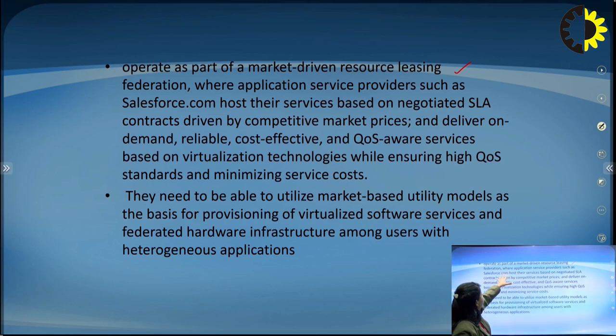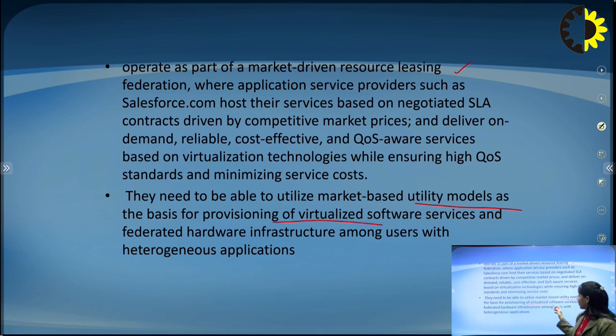For example, SourceForge.com hosts their services based on negotiated SLA. So there will be a requirement of a common SLA, so that the customer is aware that a policy should be there and the customer has to attain that. They need to be able to utilize a market-based utility model as a basis for provisioning of virtual software services and federated hardware infrastructure among the users with heterogeneous applications.